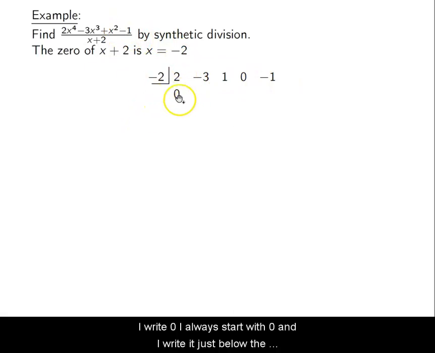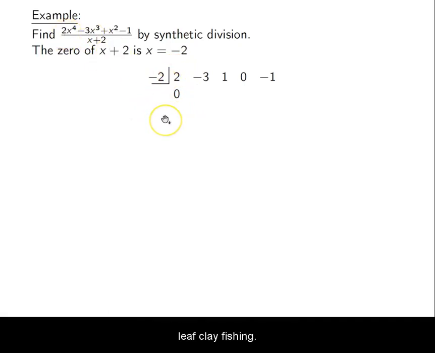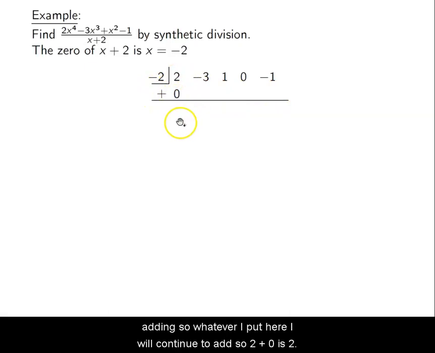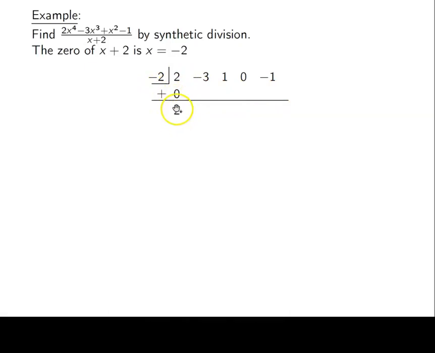I write 0. I always start with 0, and I write it just below the lead coefficient. I'm going to have a line of equality, and I will always be adding. So whatever I put here, I will continue to add. So 2 plus 0 is 2. So I write 2 under the line of equality. Then I take this value and I multiply it times -2. And the answer to that, 2 times -2, I write in the next line, -4.